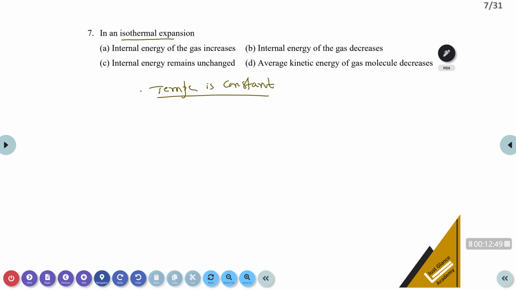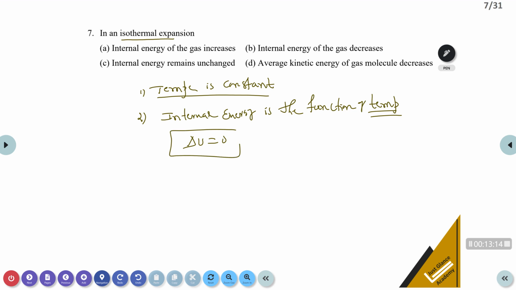This is the first point. The second point is what? Internal energy is a function of temperature. That means if temperature is constant, there is no change in internal energy. That means delta U equals 0, because there is no change in what? Temperature. So internal energy remains what? Unchanged. So this is the right choice.